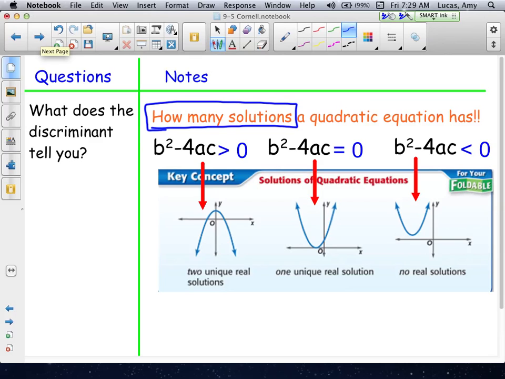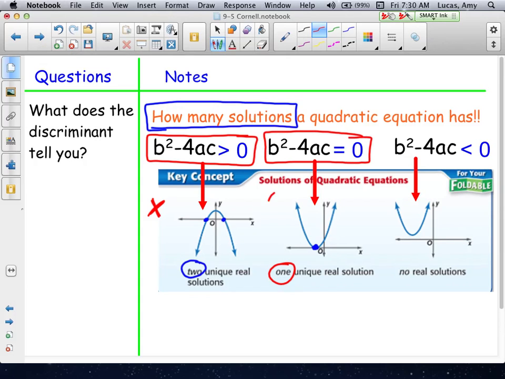Remember when we solved by graphing? Sometimes there are two unique real solutions, so that means two x-intercepts. So your graph, your parabola, crosses through the x-axis 2 times. That happens when your discriminant is greater than 0. So when your discriminant is a positive number, you are going to get 2 solutions. The second situation here is when the vertex is on the x-axis and you've got only one solution. That happens when your discriminant equals 0.